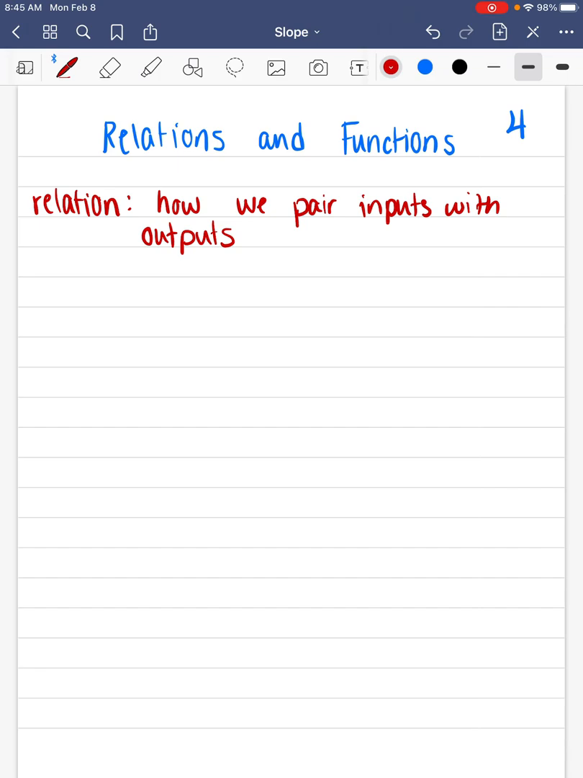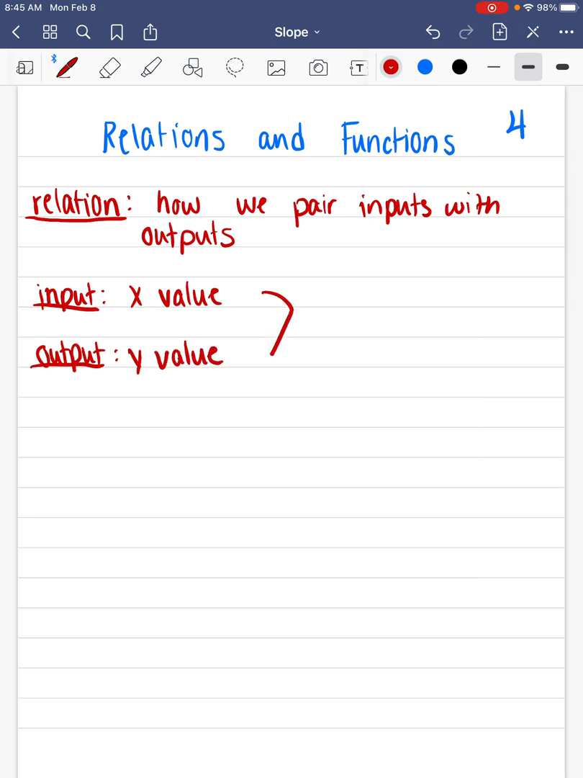And so this idea of input and output might not sound so familiar, but we've actually been working with them for forever. So we're going to define input and output as well. So an input is our X value. And output, you could probably guess, is our Y value. So just remember, when we have ordered pairs or we're working with a table or a graph, we always have a coordinate that has an X and a Y value. So that's our input and our output.